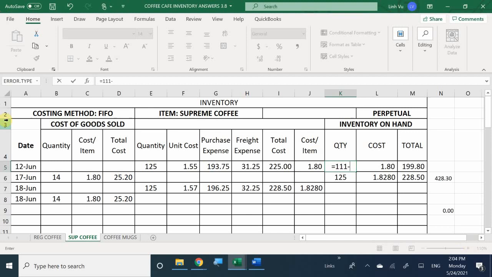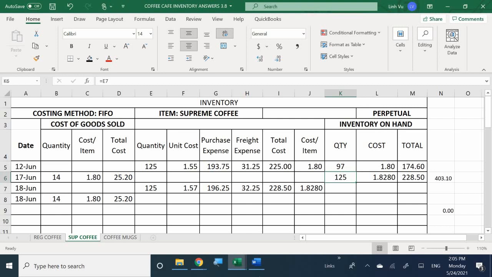And these figures I can't give you because I'm a little further along. If I start with 111 and I sold 14, how much should be remaining? 97, I think. Yes. So you should have a total ending balance in your Supreme coffee of 403.10. So there we have it. We solved for regular, we solved for Supreme.